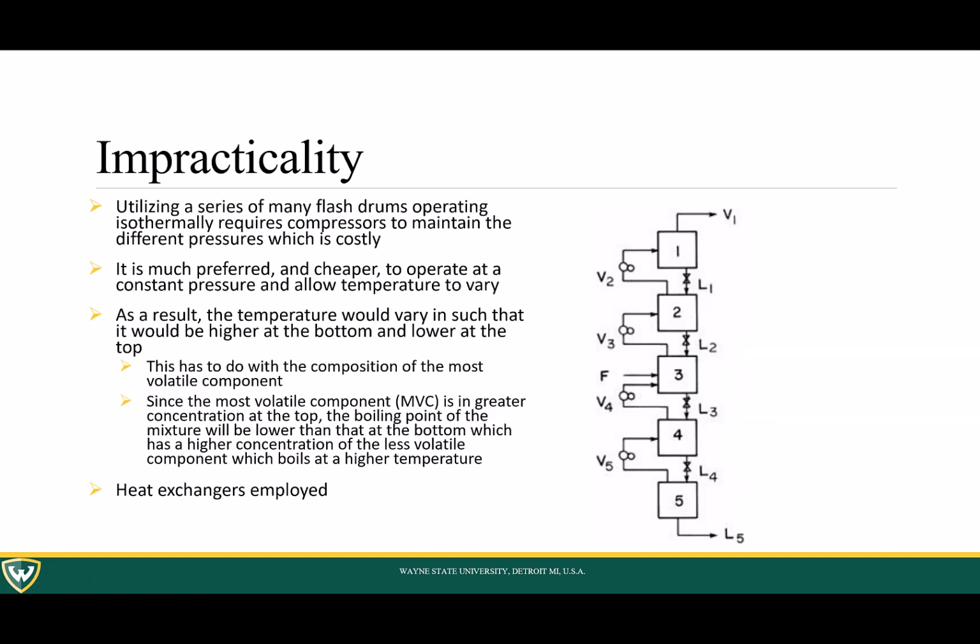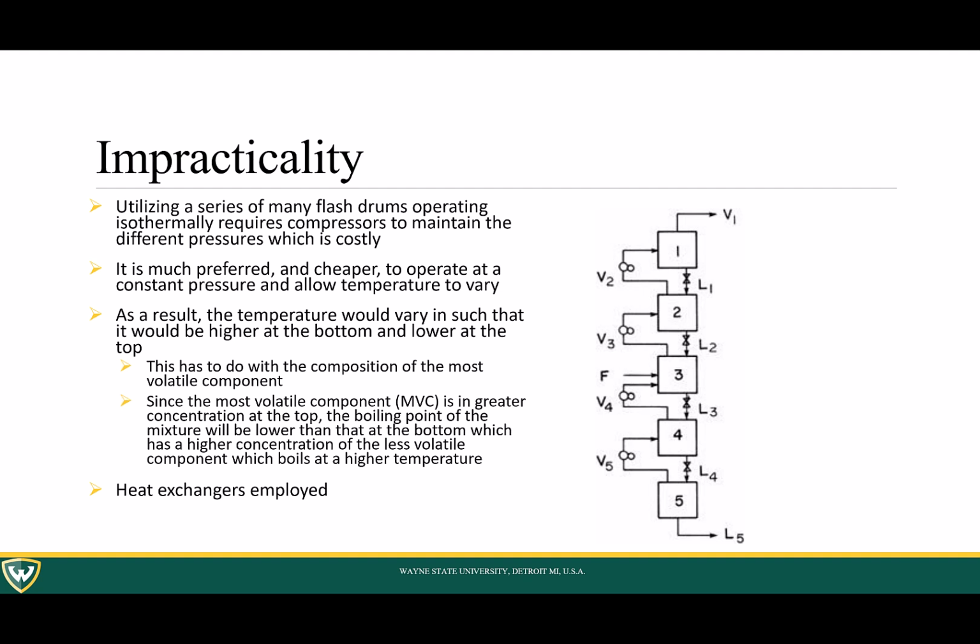However, notice here that there's flashing. This requires different pressures. So for all the previous configurations for cascades, these are all flash drums, and they have to operate at different pressures. So the pressures have to be such that they are accommodating for the vapor pressure of the higher concentration of the most volatile component. So your P1 would be greater and your P2 would be less.